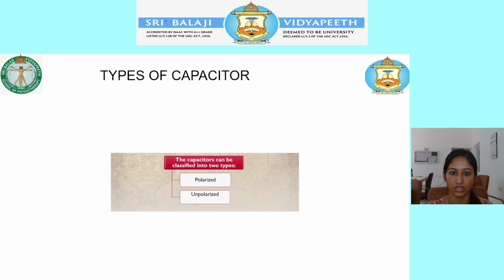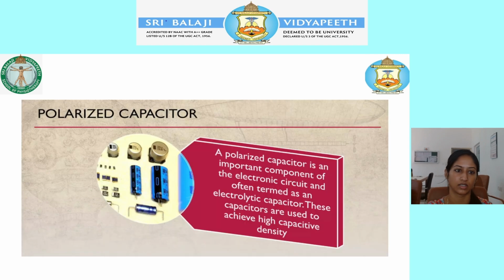Types of capacitor. It is of two types: one is polarized, another one is unpolarized. A polarized capacitor is an important component of an electronic circuit and is often termed an electrolytic capacitor. These capacitors are used to achieve high capacitive density.